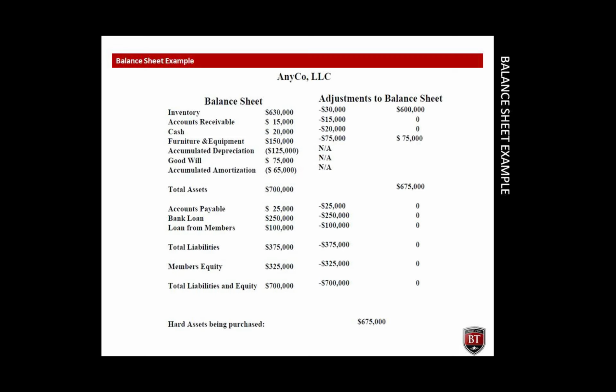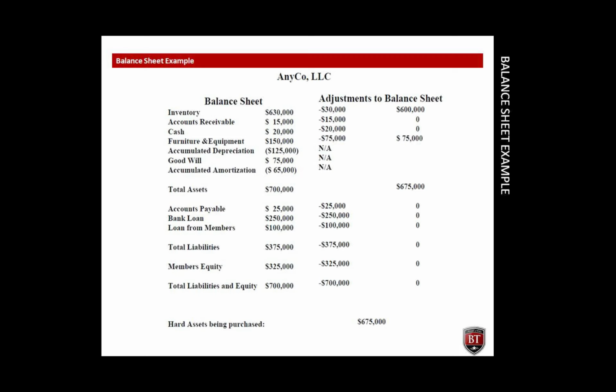Let's look at a simplified example of these adjustments for our company, Any Company LLC. The balance sheet you have from the seller is on the left. I have condensed the current and long-term accounts to simplify things. In an asset sale, we are trying to get to the assets that will transfer during the sale. The value of the hard assets on the adjusted balance sheet plus the intangible assets will be equal to the selling price. Looking at the right side, we have the following adjustments.